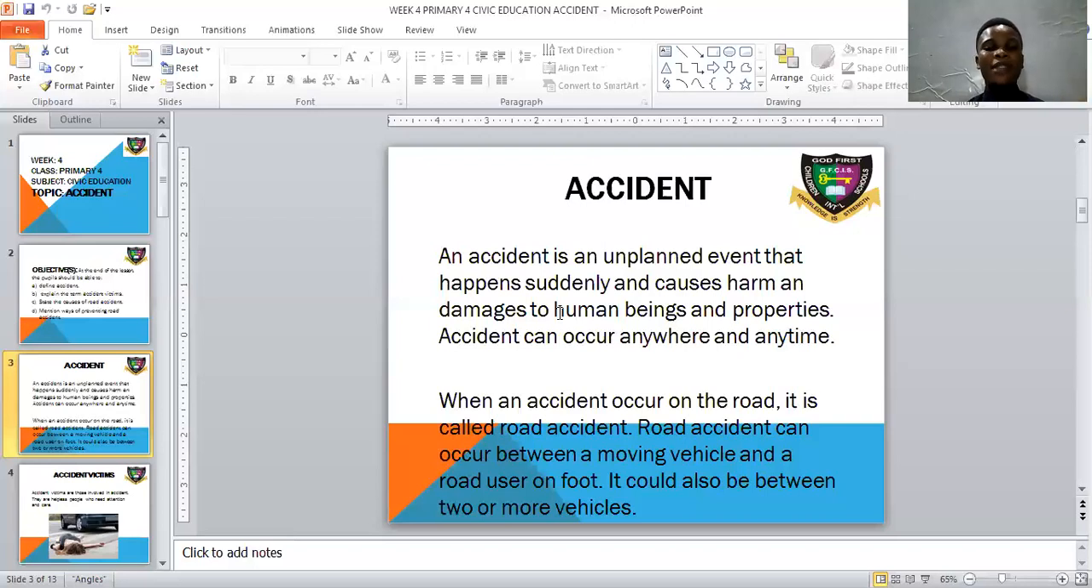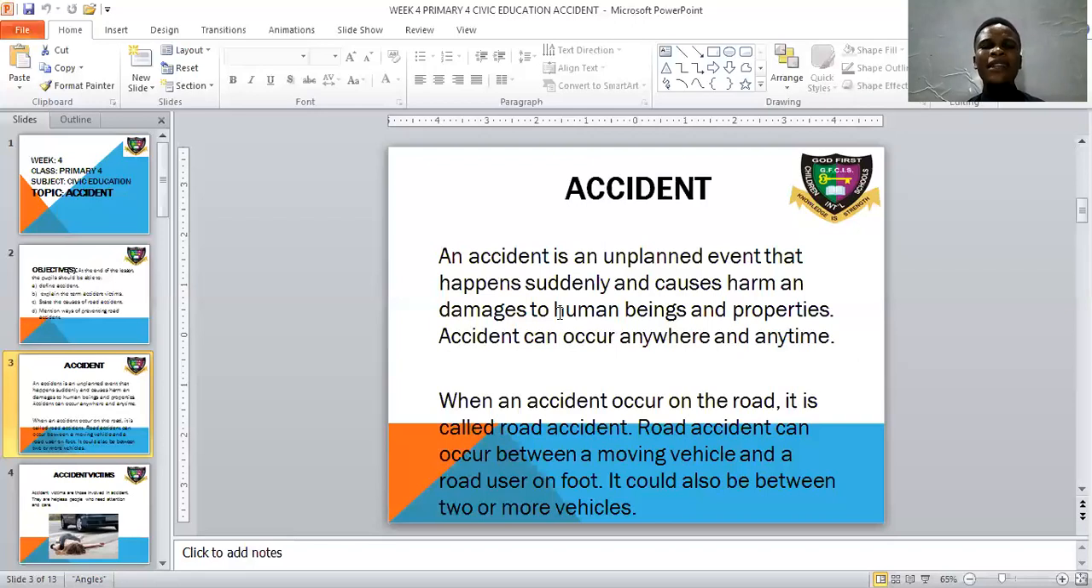So we have domestic accidents, the ones that happen within your house. Now, we have the ones that happen on the road. These are the accidents we call what? Road accident. A road accident is what? When an accident occurs on the road, it is called a road accident.